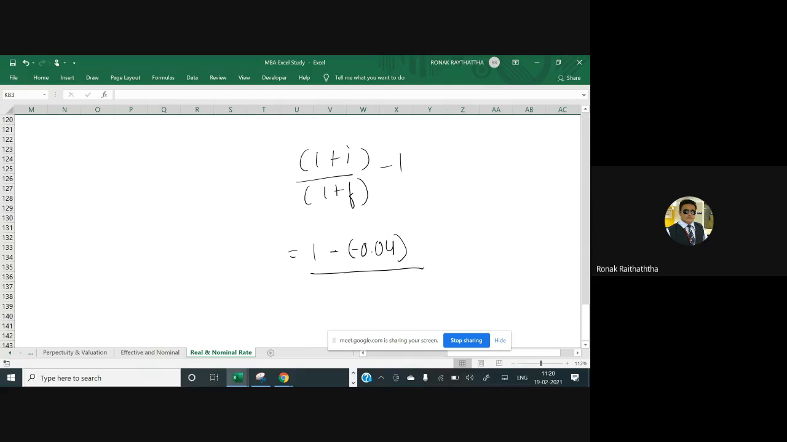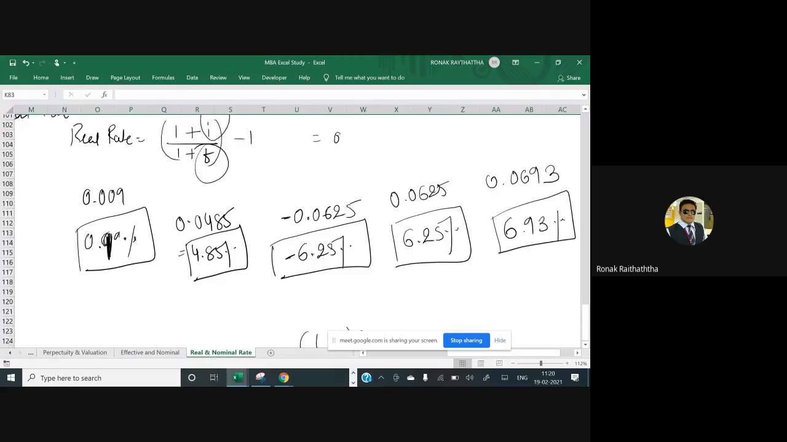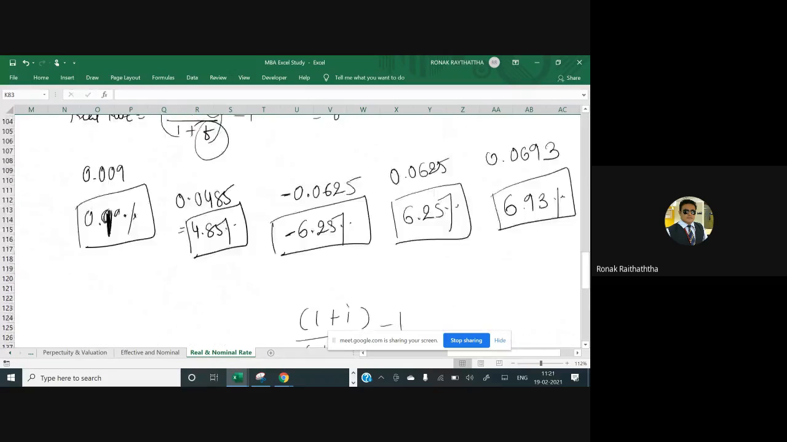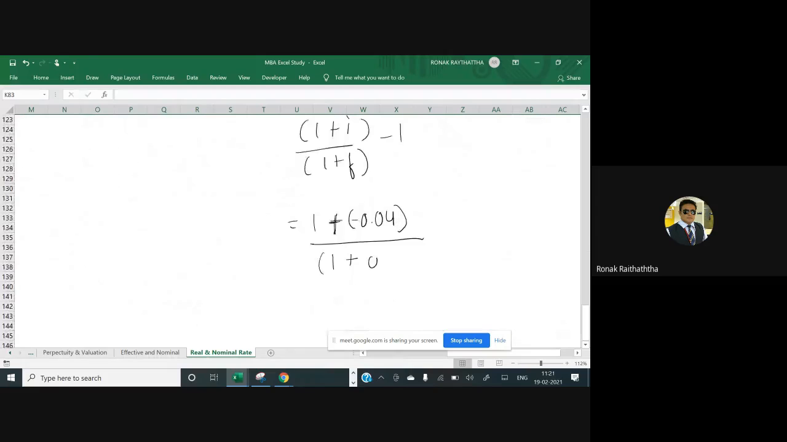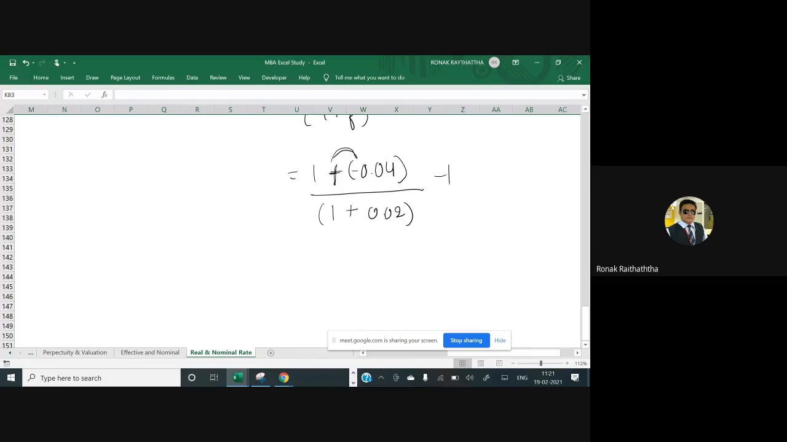If you open the bracket, which one survives? Minus. So 1 minus 0.04 divided by 1.02. So what do you get in the numerator, sir? It's 0.96 divided by 1.02 minus 1. So what do you get?